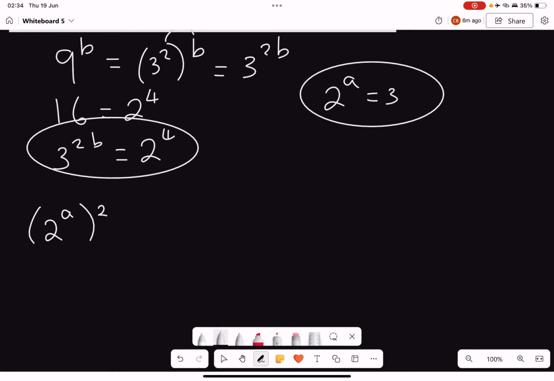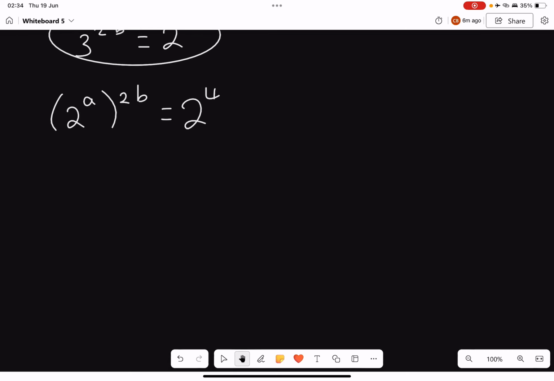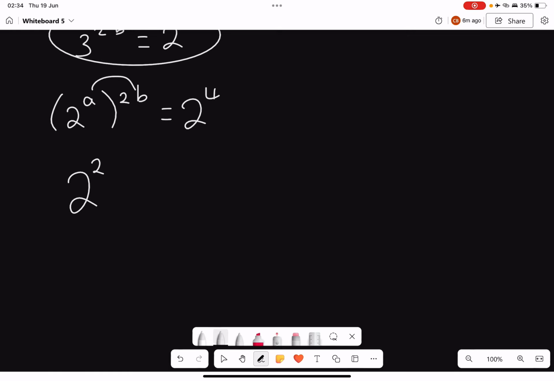And then we have 2B equals 2 to the power 4. When we simplify that, applying laws of exponents, we're going to have 2 to the power 2AB equals 2 to the power 4. Now the bases can drop because they are common. Now we are left with 2AB equals 4.